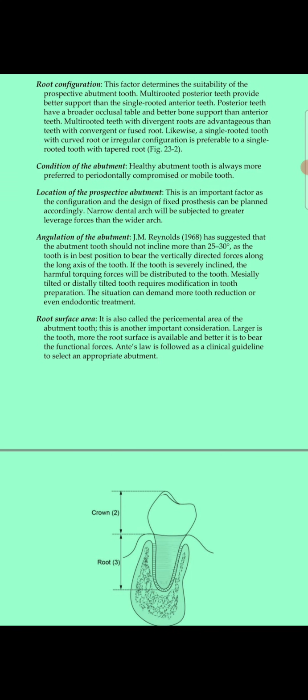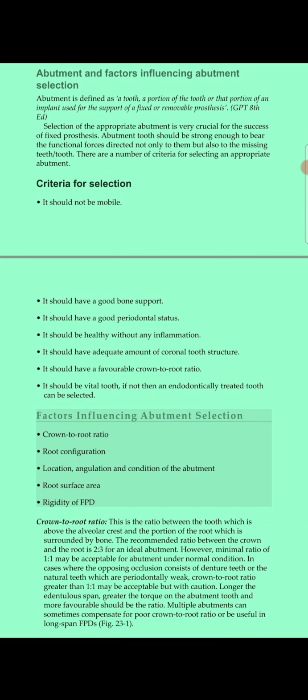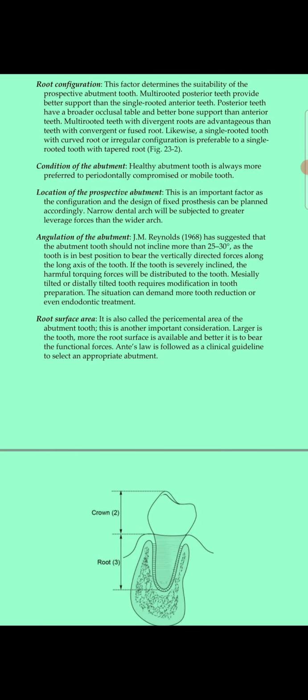Next is the root. The fourth factor is the root surface area. It is also called the periodontal area of the abutment tooth. This is another important consideration. The larger the tooth, the more root surface is available, and the better it is able to bear the functional forces. Ante's law is followed as a clinical guideline to select an appropriate tooth. And in the root surface area, Ante's law is very, very important.